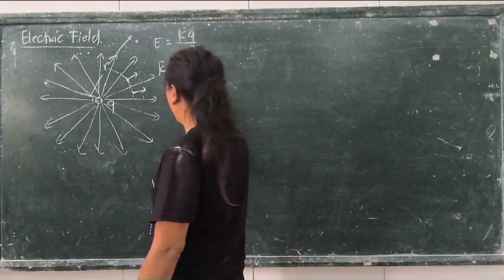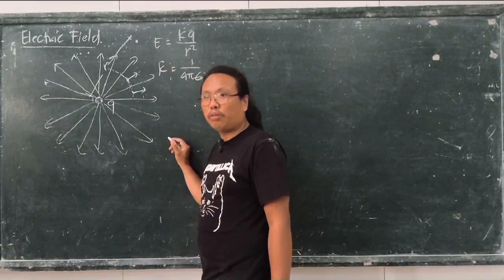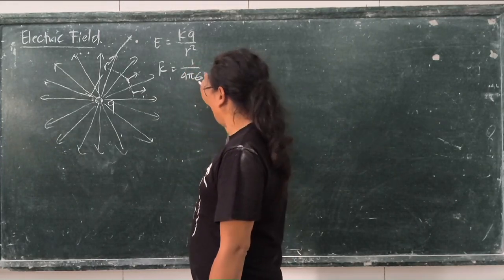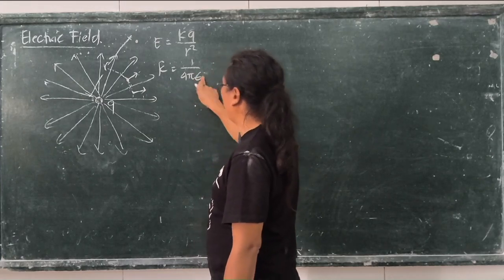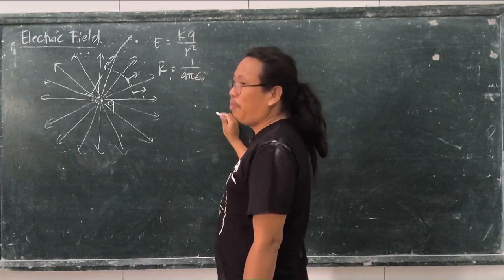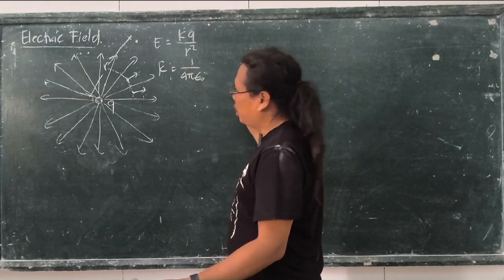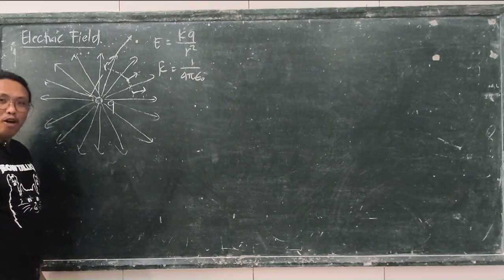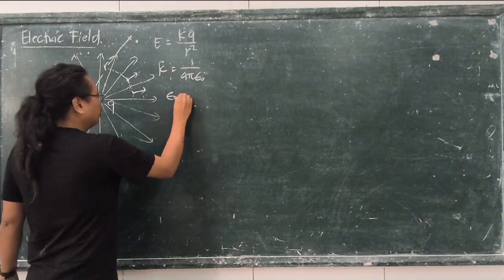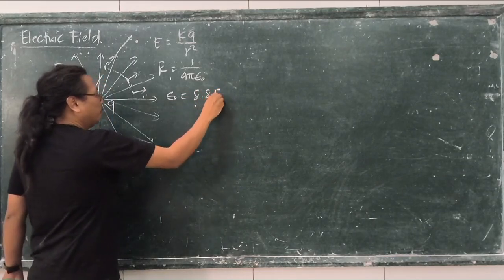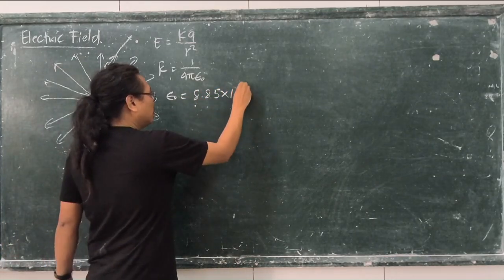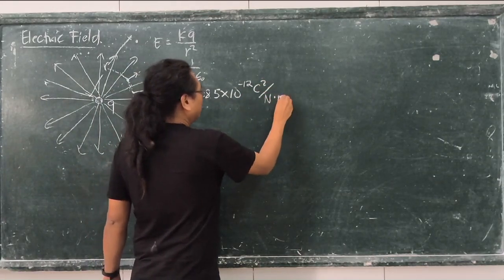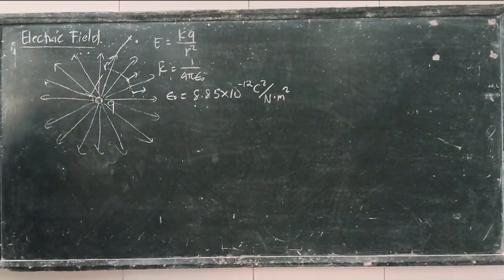Now, epsilon naught is another fundamental constant. This is a fundamental constant of nature. This is what we call the permittivity of the vacuum. In general, if this is matter, you get epsilon, not epsilon naught. But epsilon naught is the electric permittivity of free space, of the vacuum. It has a value. The value of epsilon naught is 8.85 times 10 to the negative 12 coulomb squared per newton meter squared. That is a fundamental constant.